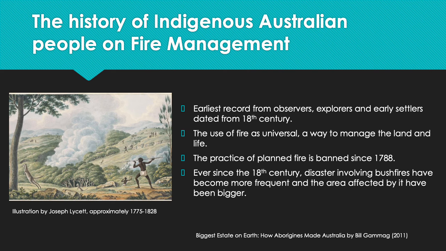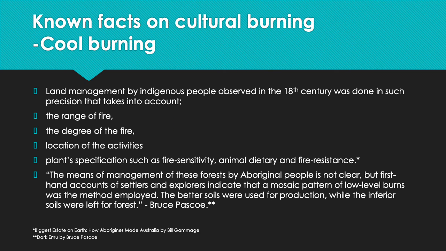According to Bill Gamage, the indigenous people of Australia's management of the land was far ahead of that in Europe, as observed by explorers in the late 18th century. The illustrations and observations of the land in that era indicated the use of fire as universal, as a tool for landscaping, farming, agriculture, and as a method to deter natural disaster due to extreme climate. However, the practice of planned fire has been banned since 1788. Ever since the 18th century, disasters involving bushfires have become more frequent and the area affected by them has been bigger. Here are some known facts on cultural burning, or cool burning.